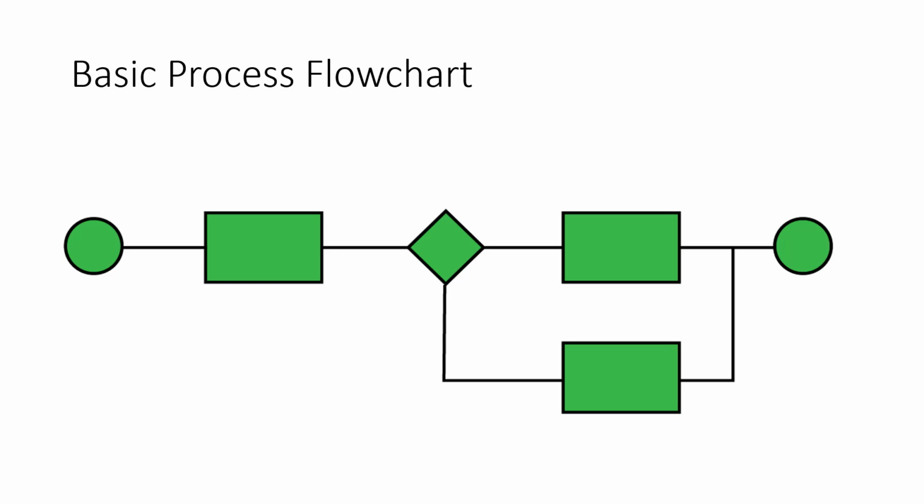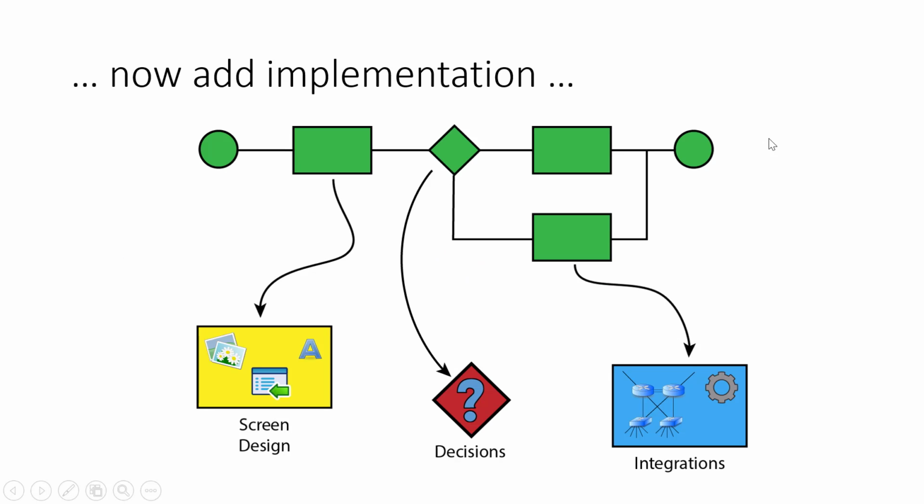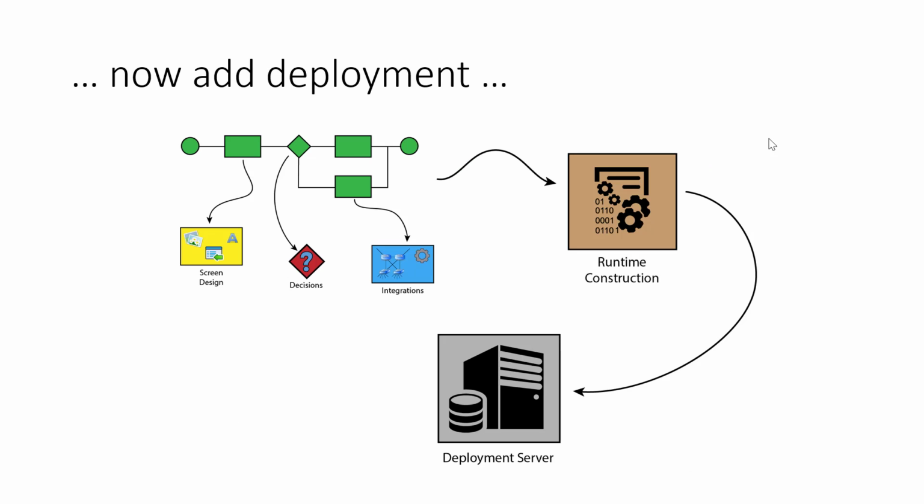Now, after we've drawn out this process, we then move on to the next step, which is to provide some implementation for the process steps. So some of these steps may be screen design, some of them may be decisions, and some of them may be technical integrations, where we're integrating with some back-end system. So we go from our nice, clean, high-level model of what the process looks like to a further refinement of that, where we're implementing the steps and the decisions and the integrations, and then finally we get towards our deployment.